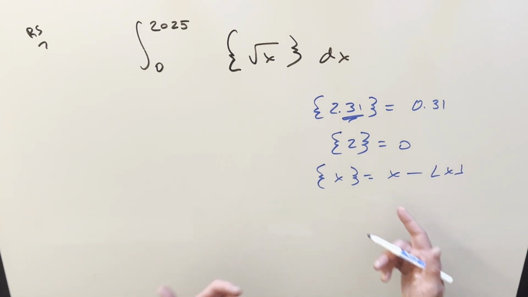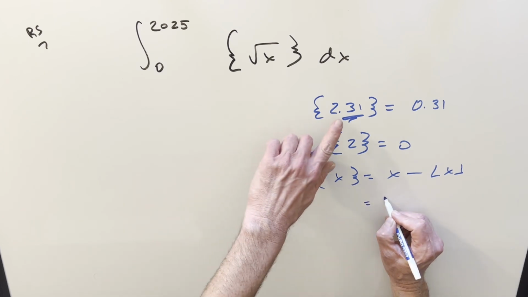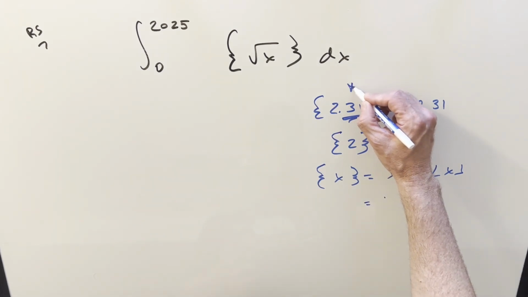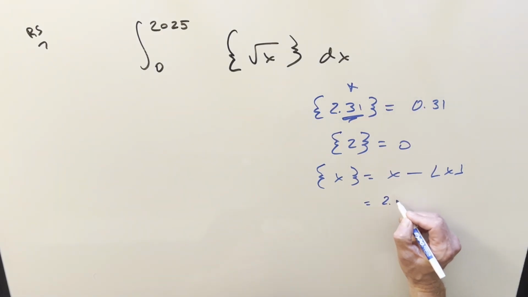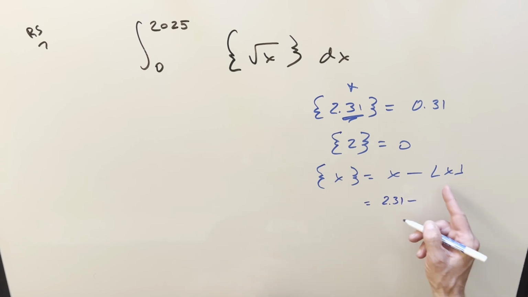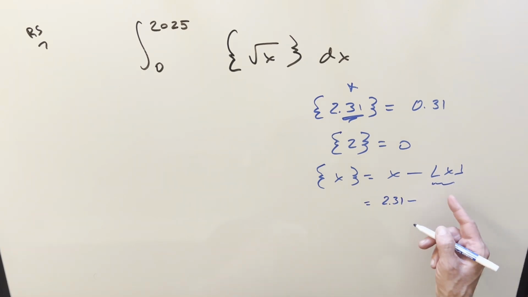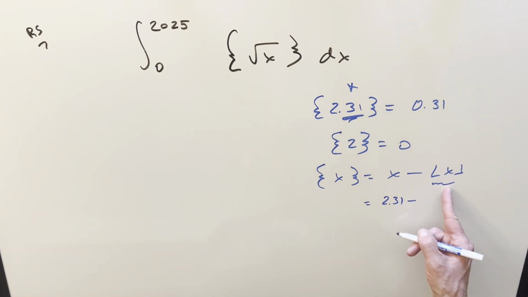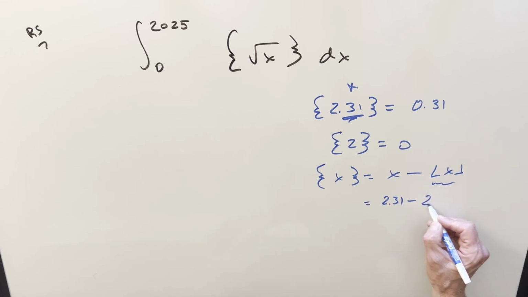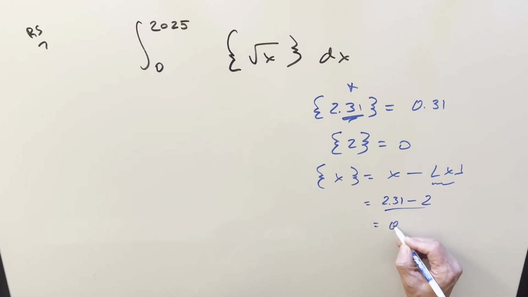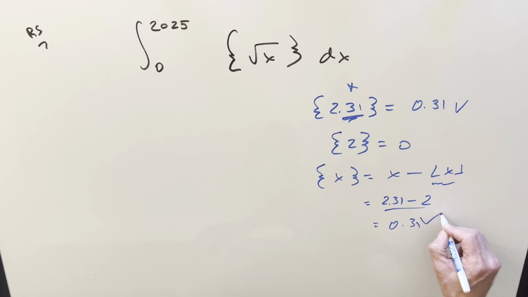Going back to the first example, the reason this works: our x value is 2.31. What the floor function does is round us down to the next lowest integer, so the floor would round this down to 2. You subtract this and you get 0.31. So this is how it's going to work.